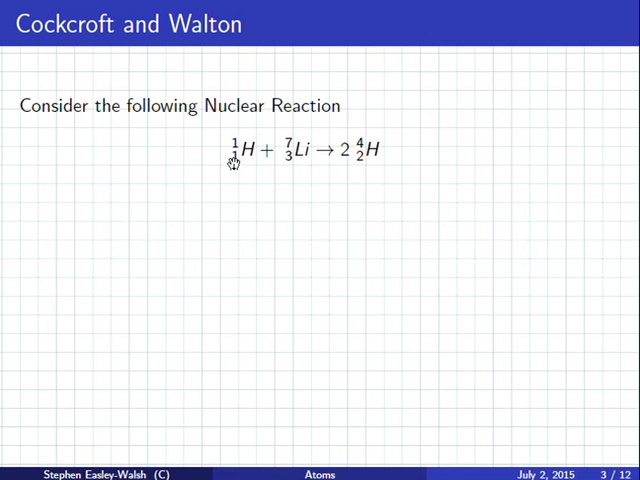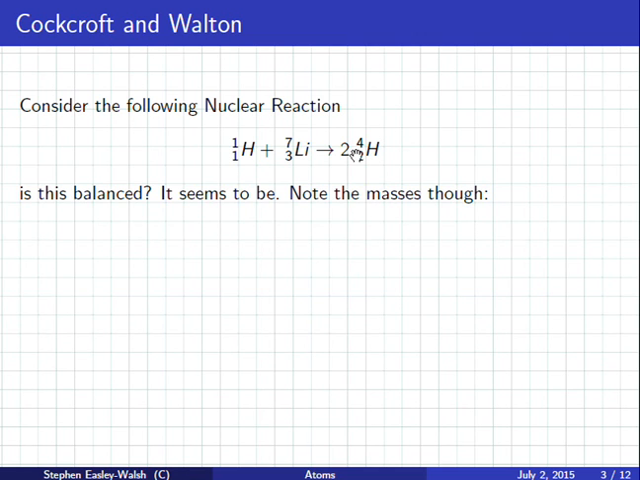Now, how many protons do I have here? 4. And how many do I have here? 4. And how many nucleons, protons and neutrons, do I have? 8. And here? 8. So it seems balanced. So is it balanced? Well, it seems to be. Let's have a look at the masses though.